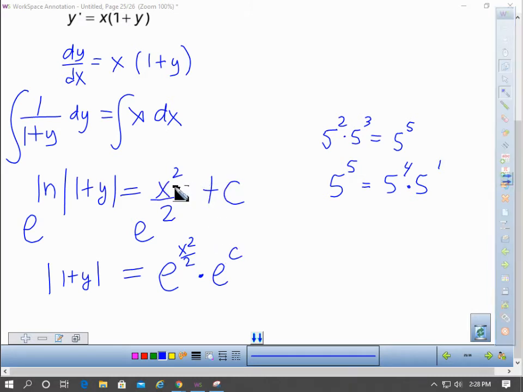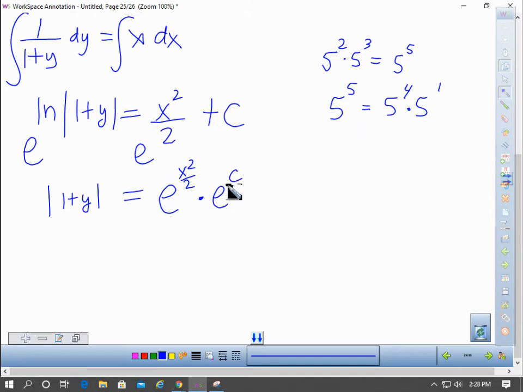Since I have a sum in my exponent, I can write it as two separate powers with the base of e. Okay? All right. Then this e to the c becomes my new constant. So e to the c here, that could become a new constant. And then I could just call it big C. And then I'd have e to the x squared over 2.